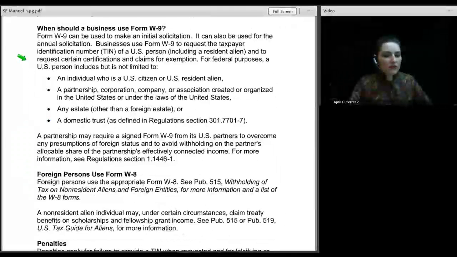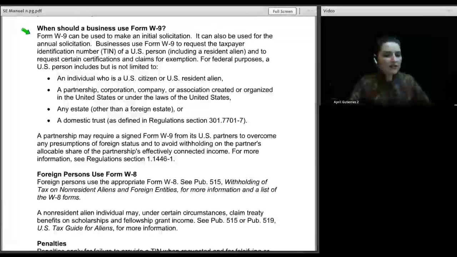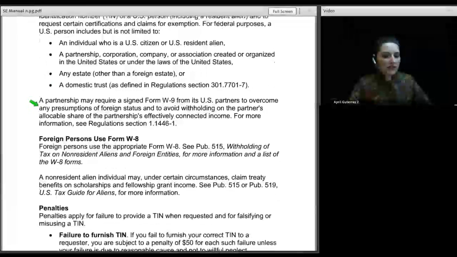When should a business use Form W-9? Well, the W-9 is used to make the initial solicitation. And for federal tax purposes, it should be issued to any U.S. person, and a U.S. person includes any individual who is a U.S. citizen or resident, also a partnership, corporation, company, or association created or organized in the United States, any estate other than a foreign estate or a domestic trust.